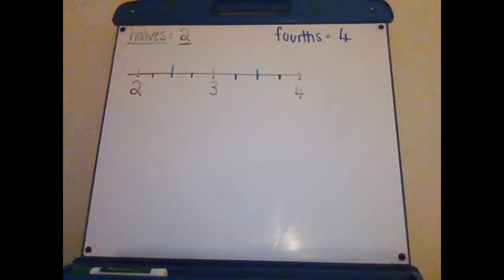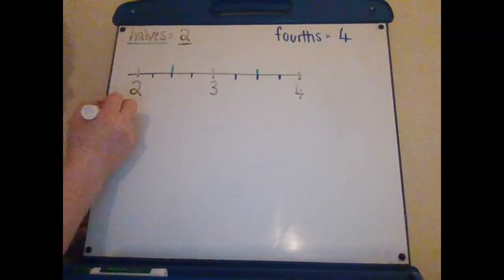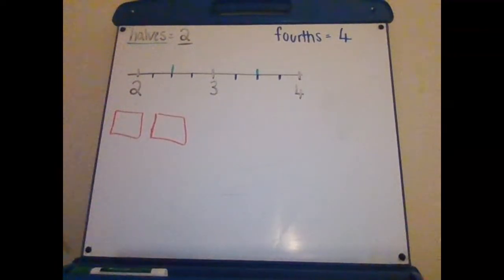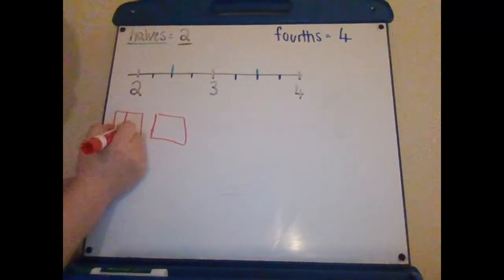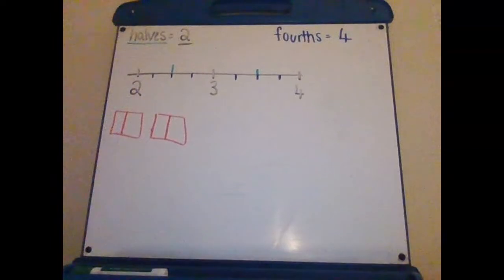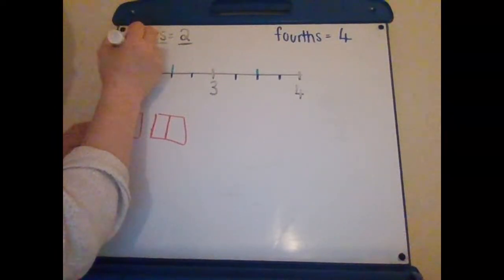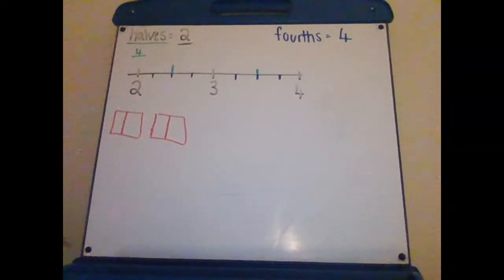Now let's have a look at how we can label this. 2 in halves, that's a little difficult for me to just think of what that would equal. So the easiest way to do this is take 2 wholes, because that's what that represents, and split them into halves. Split it into halves here, split it into halves. Now, how many parts do I have? I have 1, 2, 3, 4 parts that are being counted.